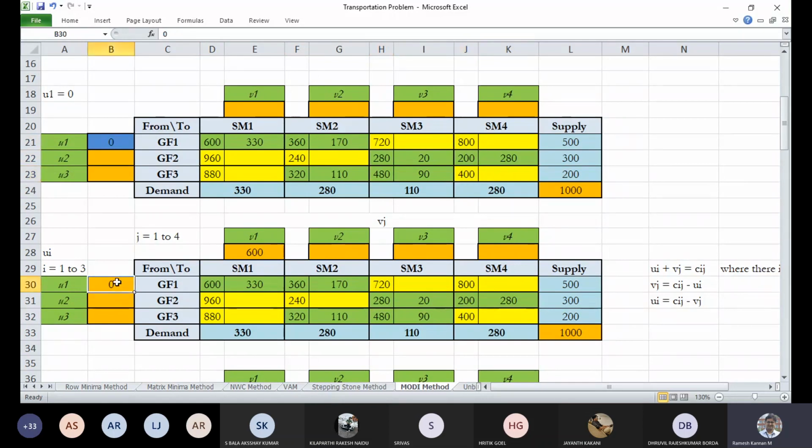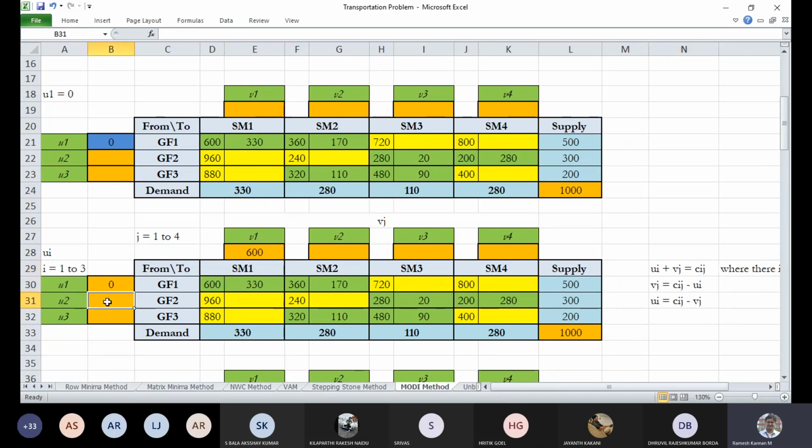So the formula is, when you know one value, say if you know the u value, you can find v, or if you know the v value, you can find u. So using a formula: ui plus vj equals Cij. Do you understand? I repeat, ui plus vj equals Cij, or Cij equals ui plus vj. And if you know any one of these, you can subtract from Cij to find the other.